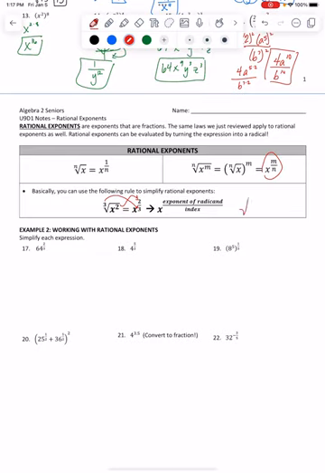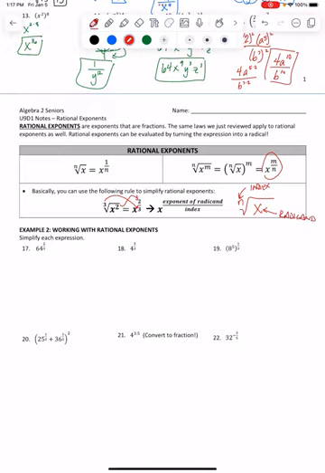And remember, this is the index, and the stuff underneath the radical is called the radicand. We talked about that before.